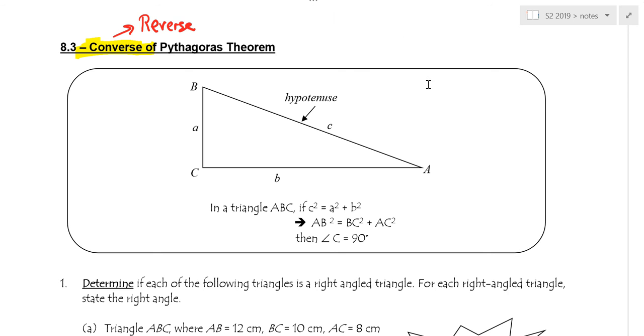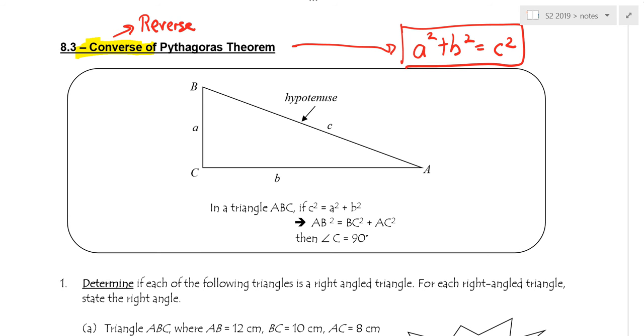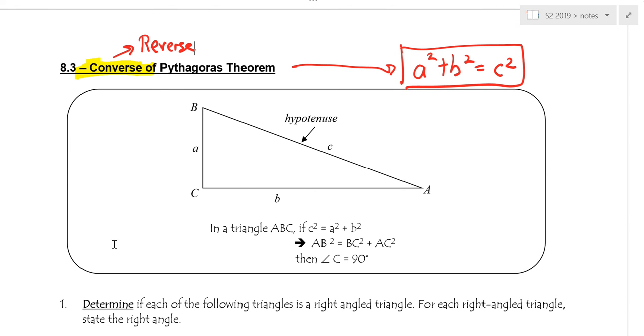We say that if a square plus b square is equal to c square, this is the Pythagoras theorem that we are talking about. So what are we talking about? Converse or reverse here? So let's start. Now let's start by writing the purpose of converse theorem, or why are we even learning this? Now the aim for this is to use it to test if a triangle is 90-degree.